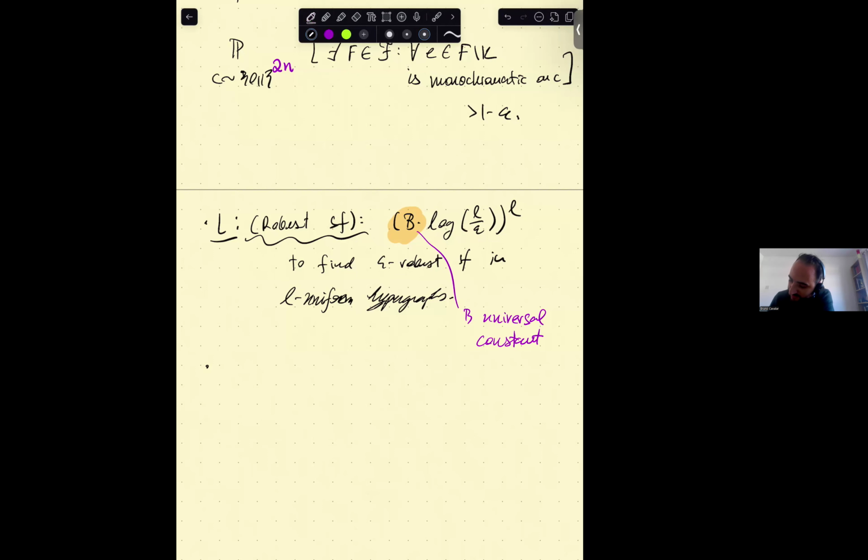Okay, so how is the bound of the matching sunflower bound shown?